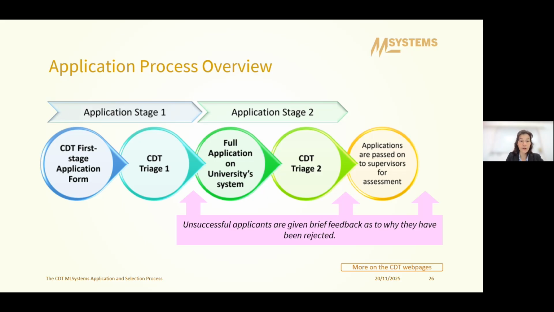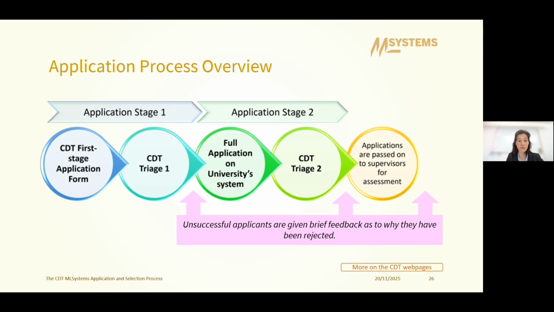This is an overview of our application process. This is in 2 stages. So the first stage is what we call the first stage application form that you need to submit online. And after that submission, we'll get back in touch with you and give you some feedback, and we'll invite you to submit a full Euclid application if you've passed the first stage assessments. And then we move on to stage 2 of the application process.